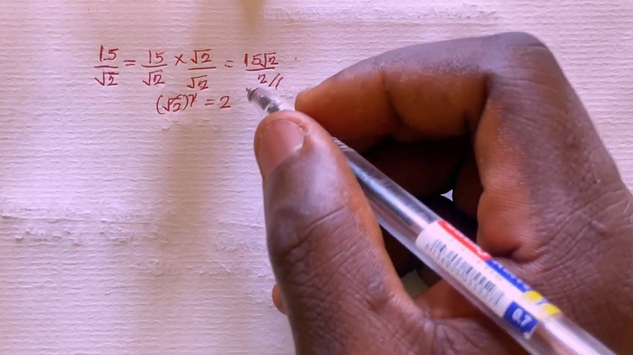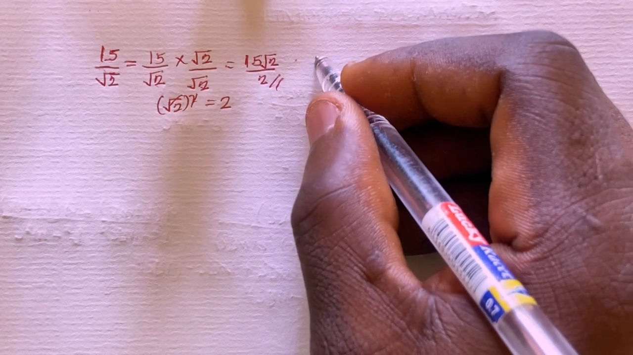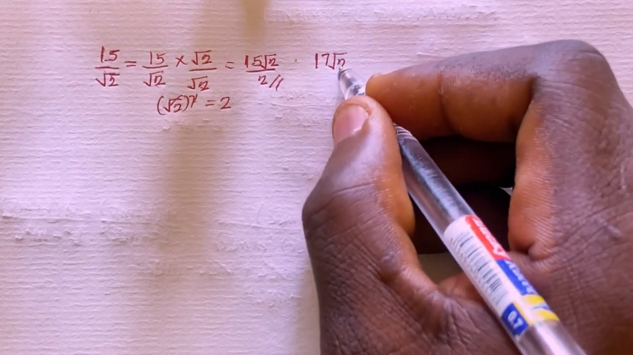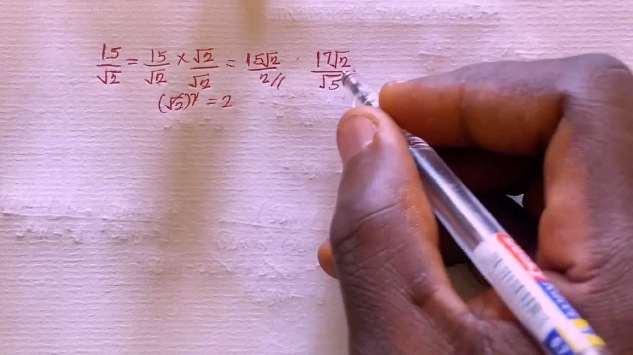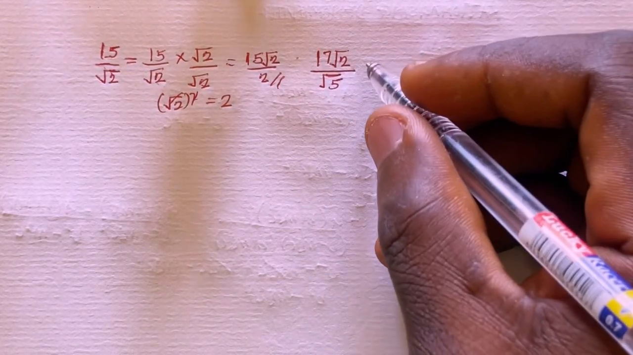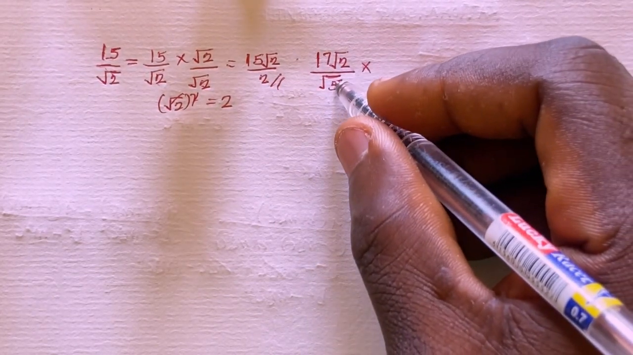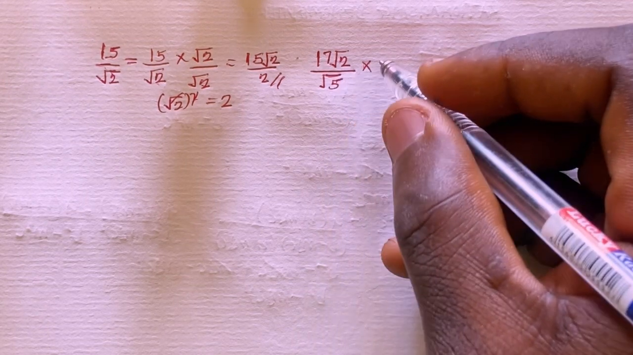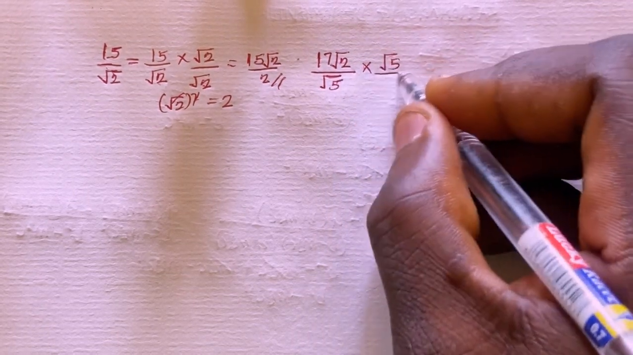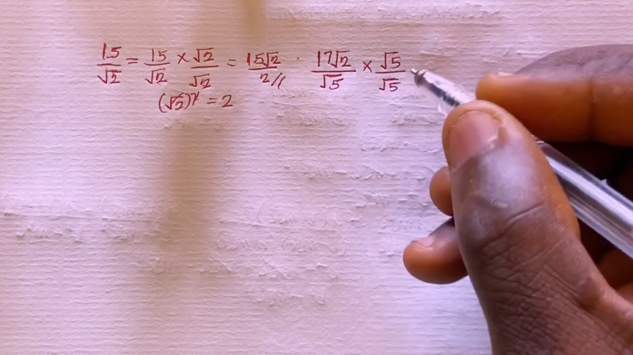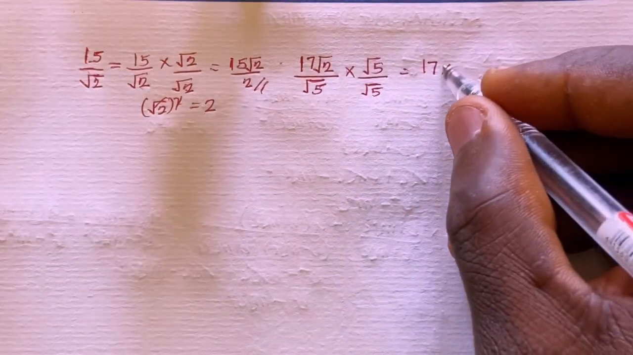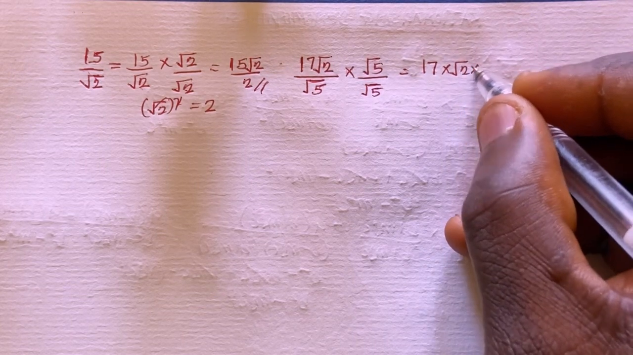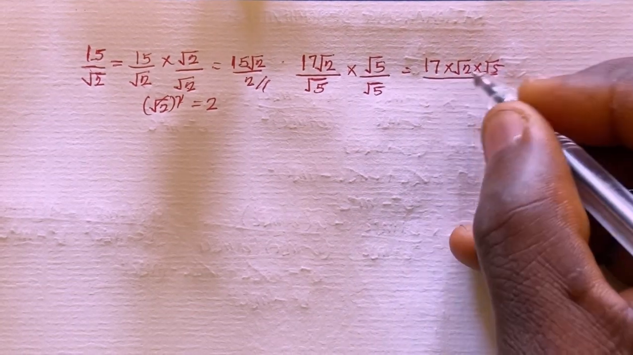Then let's say you are given another expression, something like 17 root 2 divided by root of 5. Let's say you are asked to rationalize this expression. You can just rationalize with this root of 5. Rationalizing with root of 5, you multiply by root of 5 divided by root of 5. Exactly. Then here you are going to have 17 multiplied by root 2 multiplied by root 5, divided by root of 5 times root of 5.